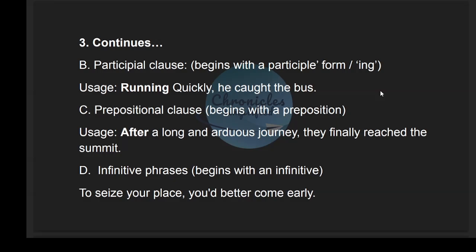Third type, participial clause. It begins with the participle, that is ing form. Running quickly, he caught the bus. Next, prepositional clause. It begins with the preposition. For example, after a long and arduous journey, they finally reached the summit. Next type, infinitive phrases. They begin with an infinitive. To secure your place, you had better come early.